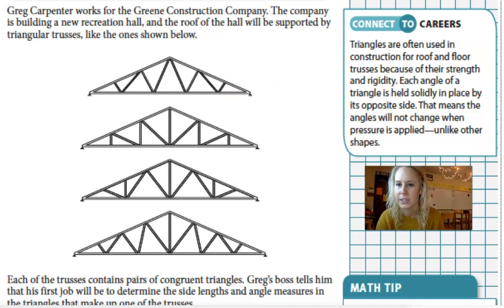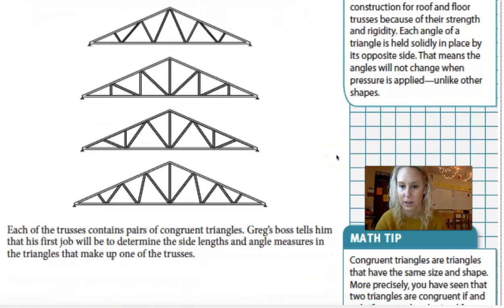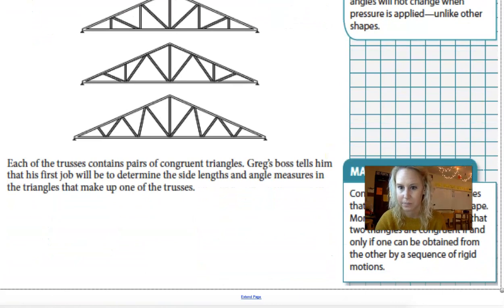Okay, so let's take a look at connection to career real quick. It says triangles are often used in construction for roofing and floor trusses because of their strength and rigidity. Each angle of a triangle is held solidly in place by its opposite side. That means that the angle is not going to change when pressure is applied, unlike other shapes. So this is interesting. Triangle is like the strongest shape, which is why it's used often in building bridges, etc.